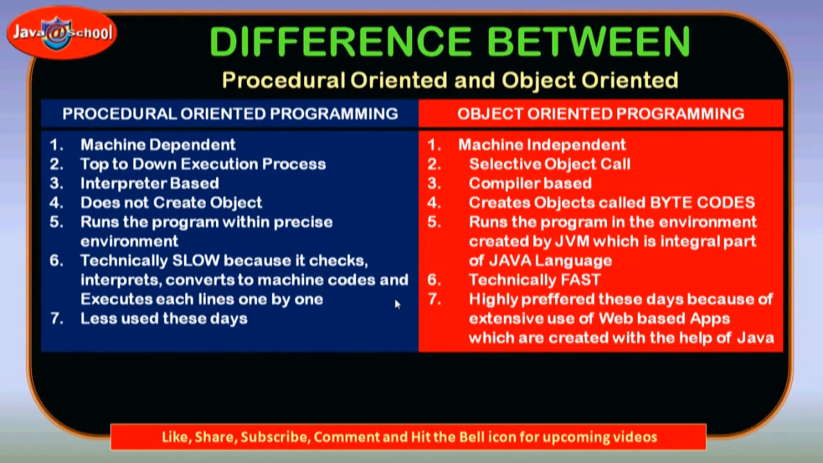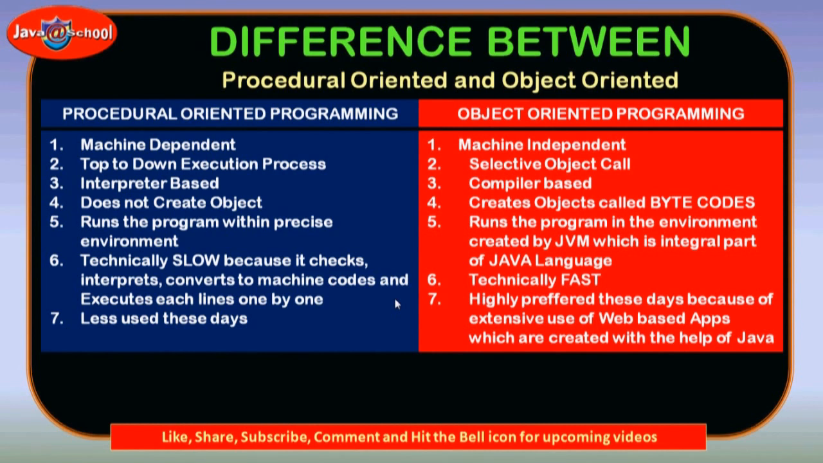Next point. The POP does not create objects. It has no compiler at all, but when the interpreter interprets the commands into machine language, they don't create any kind of object. They do it on a line basis, each line at a time.